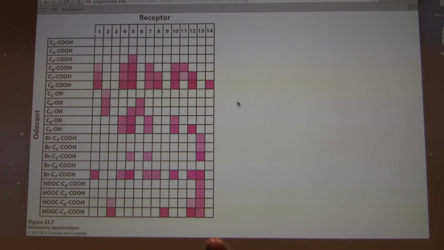So here are various receptors 1 through 14. This C5 alcohol really only bound to this one with any affinity. The darker the binding, the darker the color, the more binding. Whereas the one that had 8 carbons bound to this one, this one, this one, this one, et cetera. This pattern of binding is what gives us the ability to distinguish different smells.